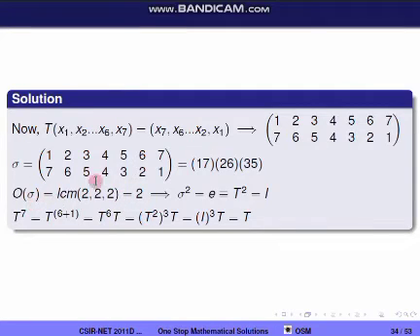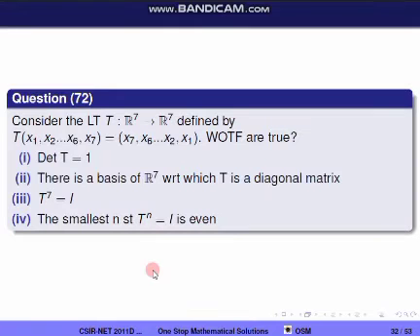So order of sigma equal to 2 implies sigma square is equal to E. So T is the corresponding permutation matrix, which implies T square is equal to I. Now they have also asked for the T power 7 value. So T power 7 can be written as T power 6 plus 1. This can be split as T power 6 into T, and T power 6 can be written as T square whole cube. T square is I, so I whole cube, which is I into T, so we get T. So T power 7 is T. So now we'll check the correct option. The correct options are 1, 2 and 4.